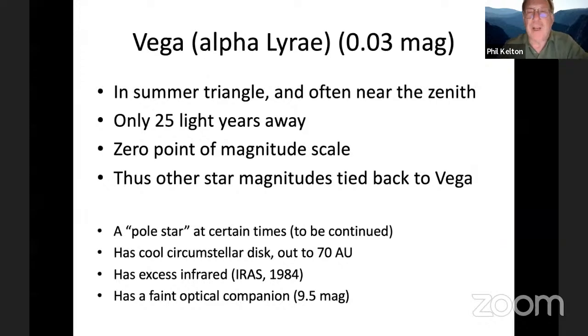Okay, so Vega is Alpha Lyra, essentially zero magnitude. It's often near the zenith and it's very close. Turns out that back when they invented the standardized magnitude scale, it was chosen as the 0 point. And so other star magnitudes tie back to Vega. We'll see later how the pole star wanders around the sky with a 26,000 year period. And so it was actually once the pole star. And it has a circumstellar disk, infrared excess, and a faint companion. But to most of us, we just see it as that bright 0th magnitude star.